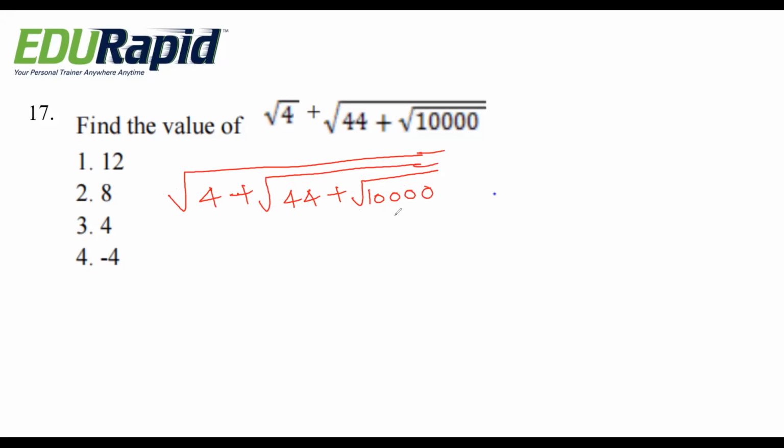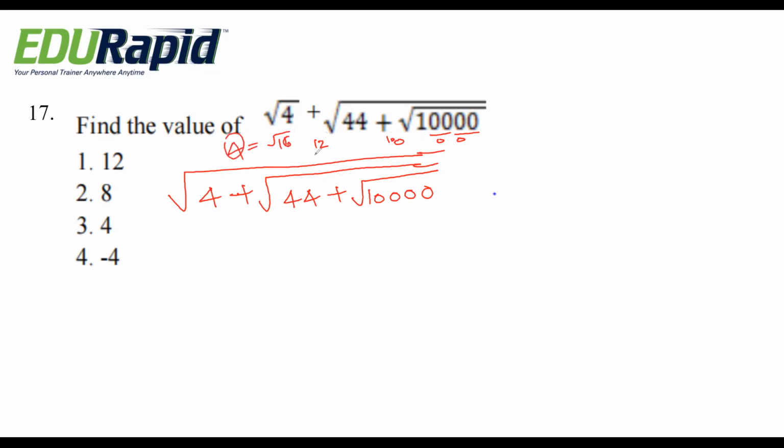You need not write anything, you can identify and write it here only. See, double zero becomes single zero, that is 100. Square root of 100 becomes 10. Sorry, wait, not 10, it is 100. 100 plus 44 is 144. Square root of 144 is 12. And 12 plus 4 is 16. Square root of 16 is 4.